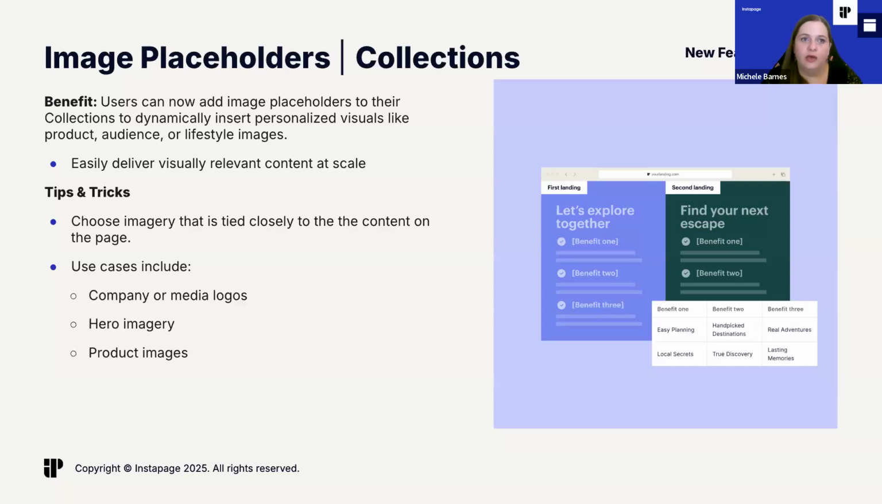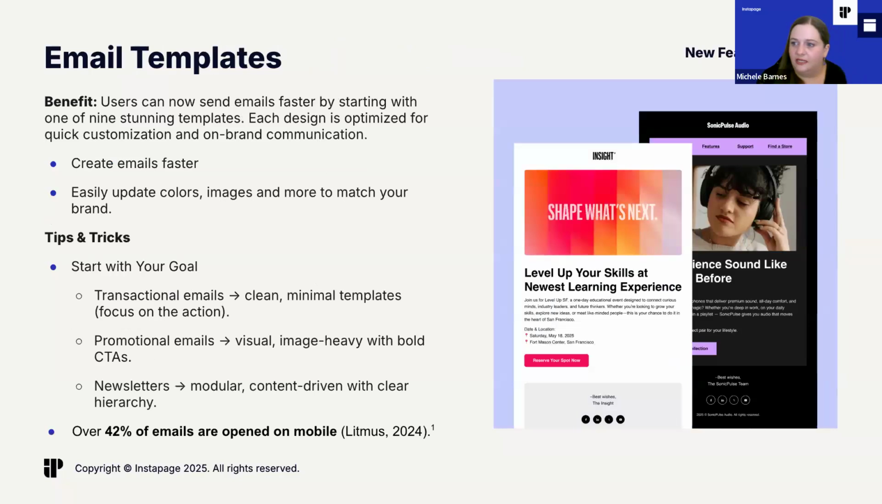So maybe you have a template for a product feature or a product promotion, and you want to easily swap out the different products based on that existing template. Product images would be a great one to use for image placeholders. Now, for the last item we're reviewing today, email templates. Griffin, how are those being implemented in Instapage?